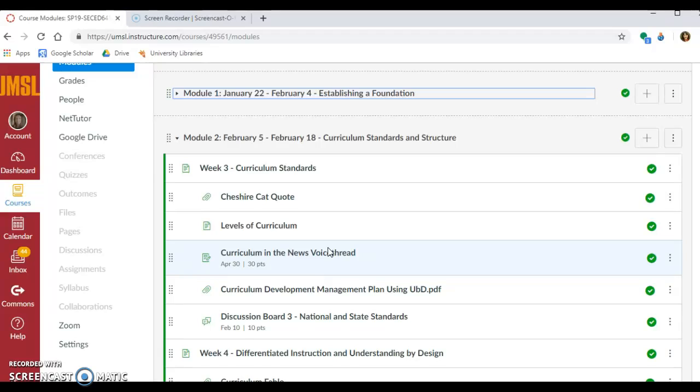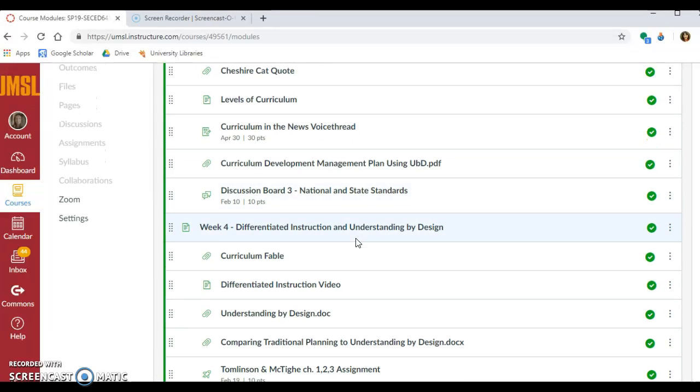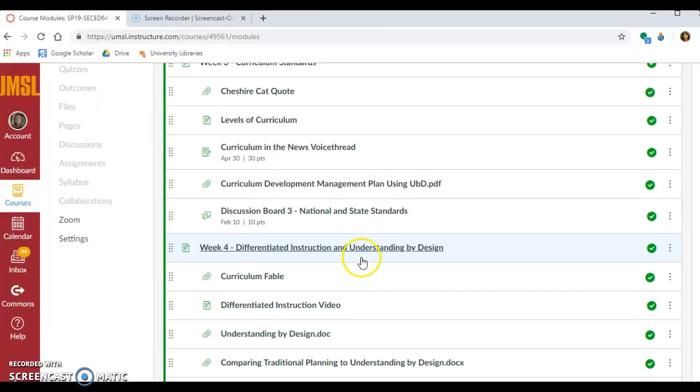So last week you looked at the curriculum standards, both the state standards and the national standards for your grade level and subject area. And you looked to see if your curriculum was currently meeting all of the state standards as well as the national standards. What we are going to be doing this week is talking about differentiated instruction and understanding by design.